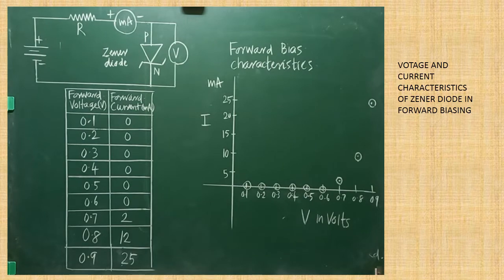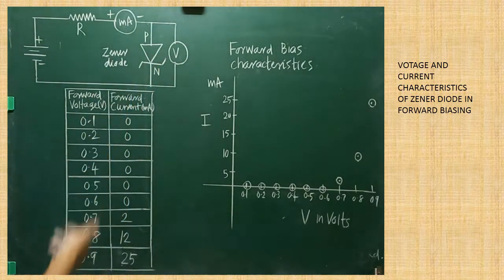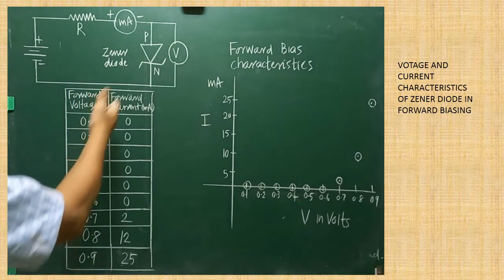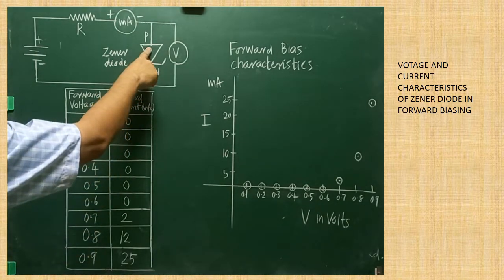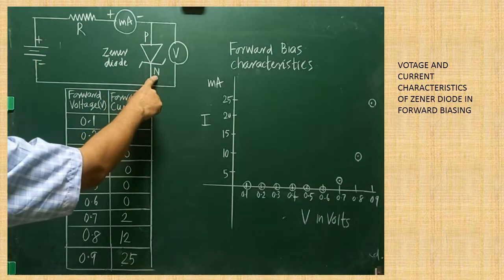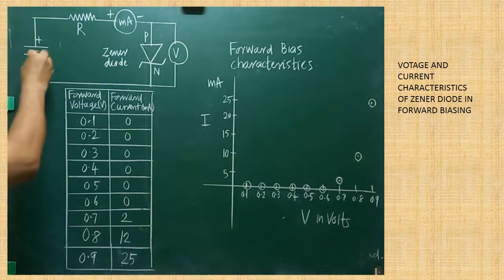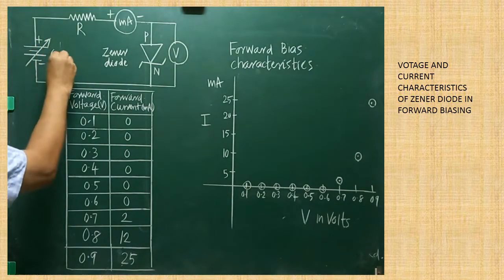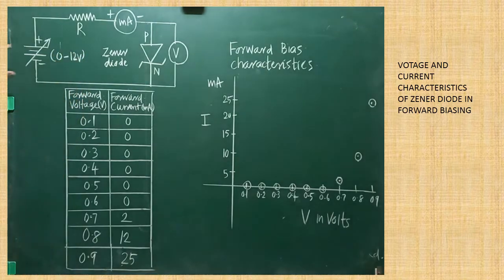Here we are going to analyze the forward bias characteristics of the Zener diode. Look at the circuit diagram in which the Zener diode is connected. The P end of the Zener diode is connected with the positive terminal of the power supply, and the N end of the Zener diode is connected with the negative end of the power supply. And this is the variable one. We are able to vary the voltage from 0 to 12 volt. You can increase the voltage right from 0 to 12 volt. That's why the arrowhead is given here.